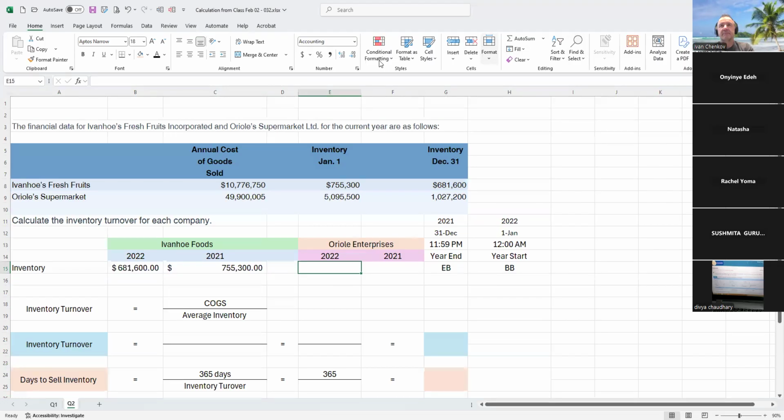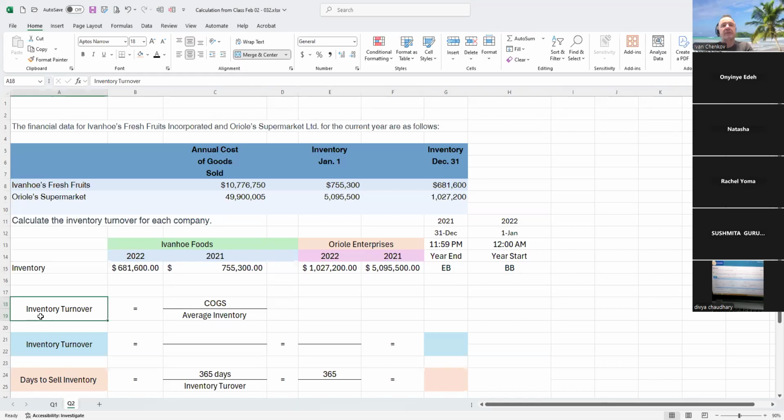So 1,000,000. Ending is 681,600 plus 755,200 divided by 2. On this company, that will be the ending balance, 1,027,123 on the ending side. The beginning will be 5,095,500. Okay, perfect. So now, accounts inventory turnover.